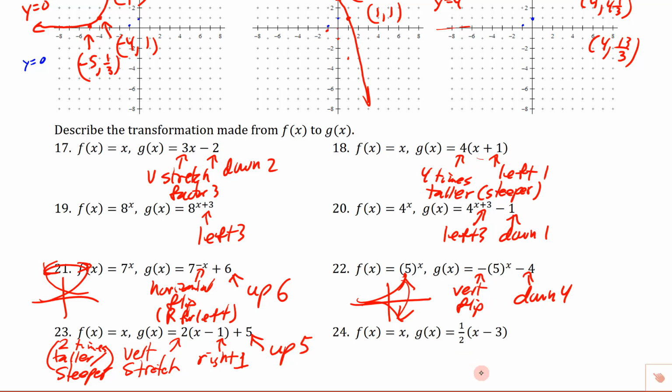All right, and then the last one here. This one's inside with the x, so this is going to change it in the opposite direction of what you'd think. So this is going to move it to the right 3. So because this is outside, this is going to be a vertical shrink. We're going to multiply all the y values by a half. So this is going to make it half as tall, steep. It's not going to be as steep.